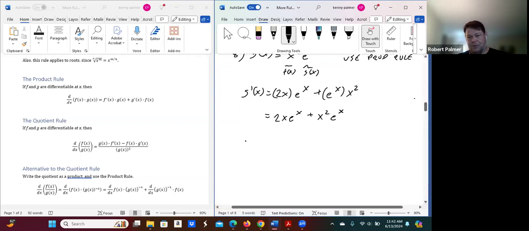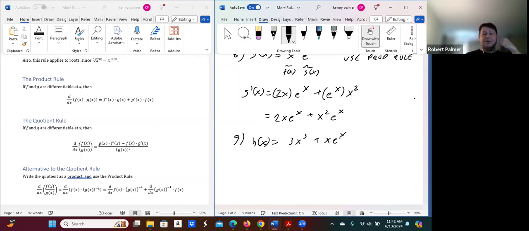Let's look at another one. So say number 9. All right, let's say this time let's call this h of x again. Let's call this 3x cubed plus x times e to the x.